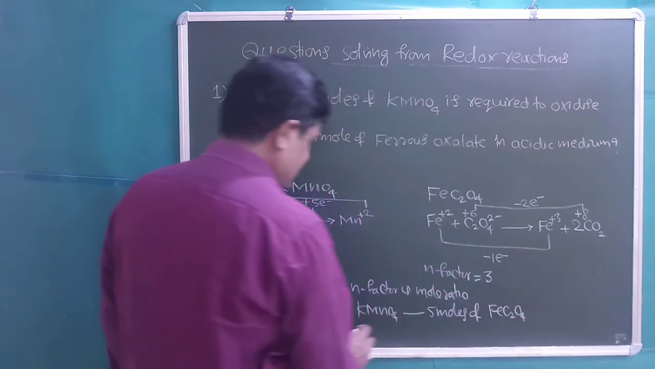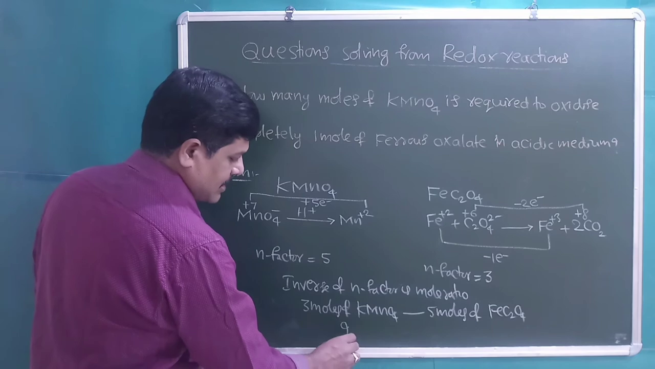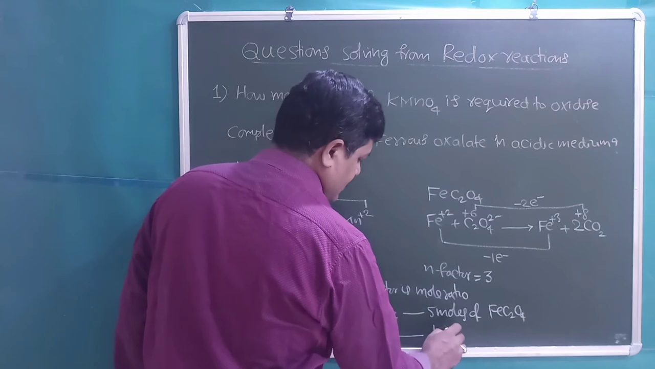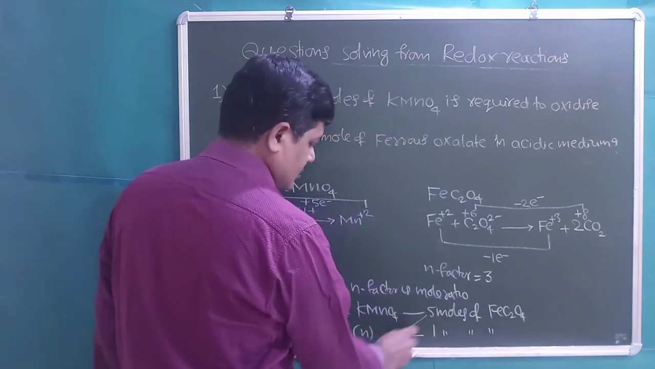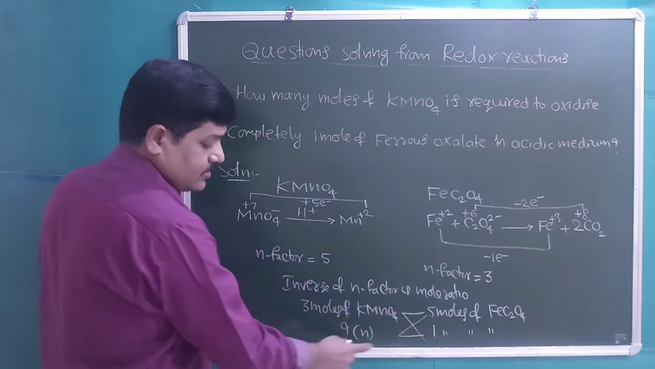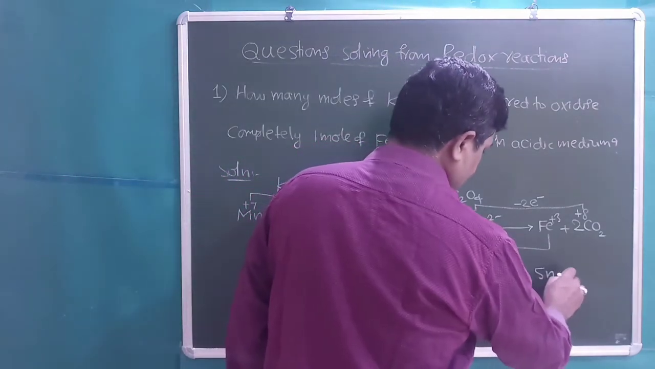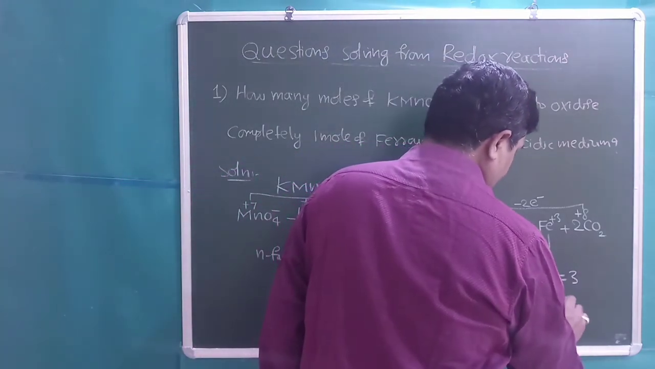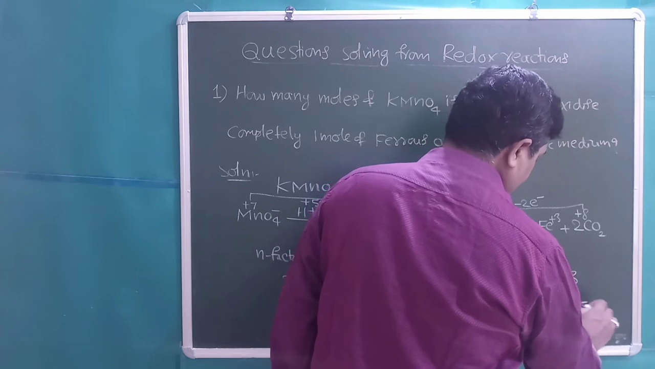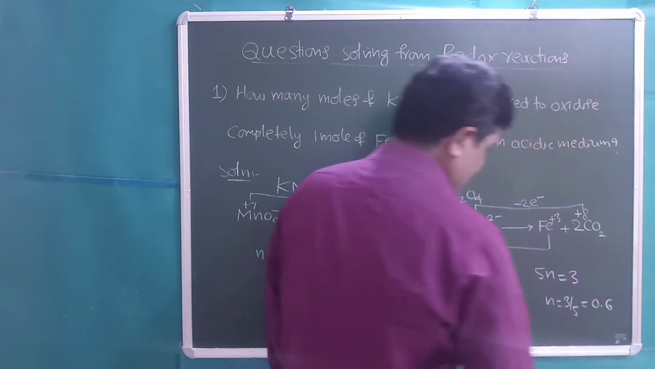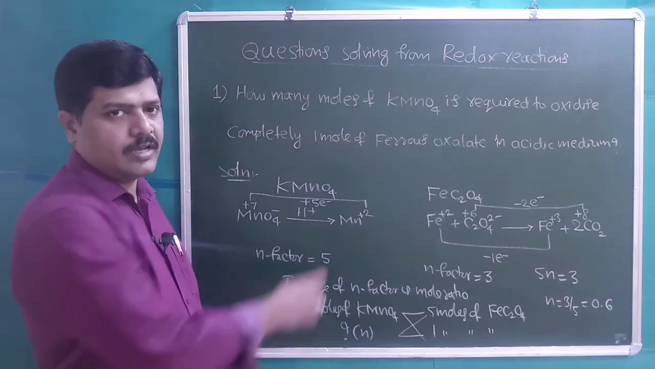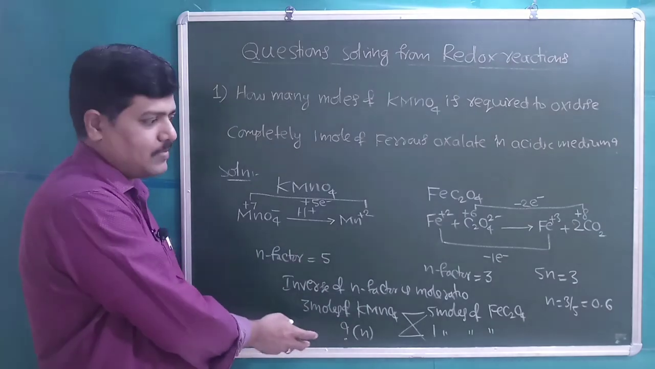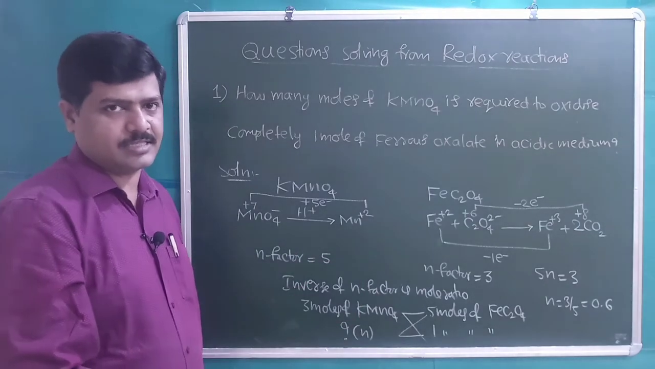In the question they are asking how many moles of potassium permanganate, let us assume this unknown as N, is required to oxidize 1 mole of ferrous oxalate. Do the cross multiplication. 5 into N is 5N, equal to 3 into 1, which is 3. So N is equal to 3 by 5, which is 0.6 moles. So students, to oxidize 1 mole of ferrous oxalate in the acidic medium, the number of moles of KMnO4 required is 0.6 moles.